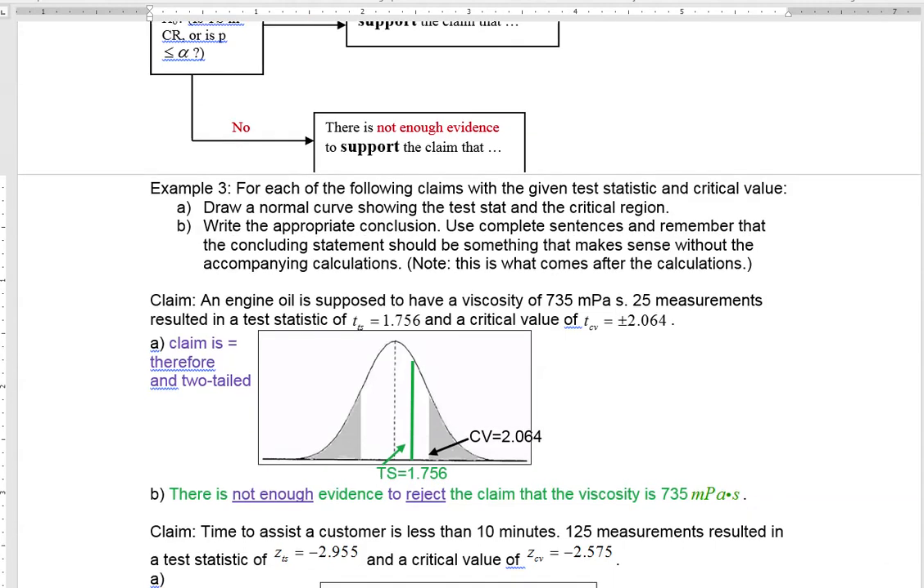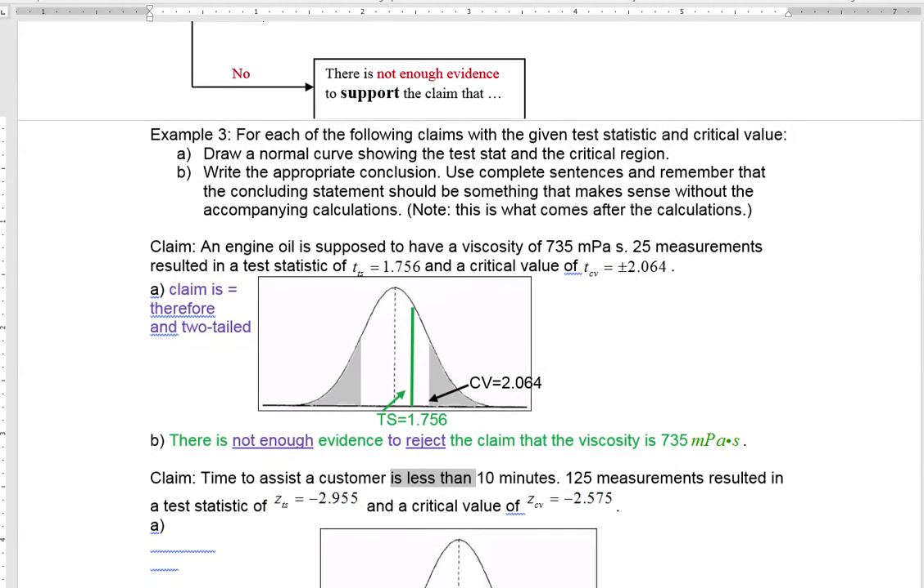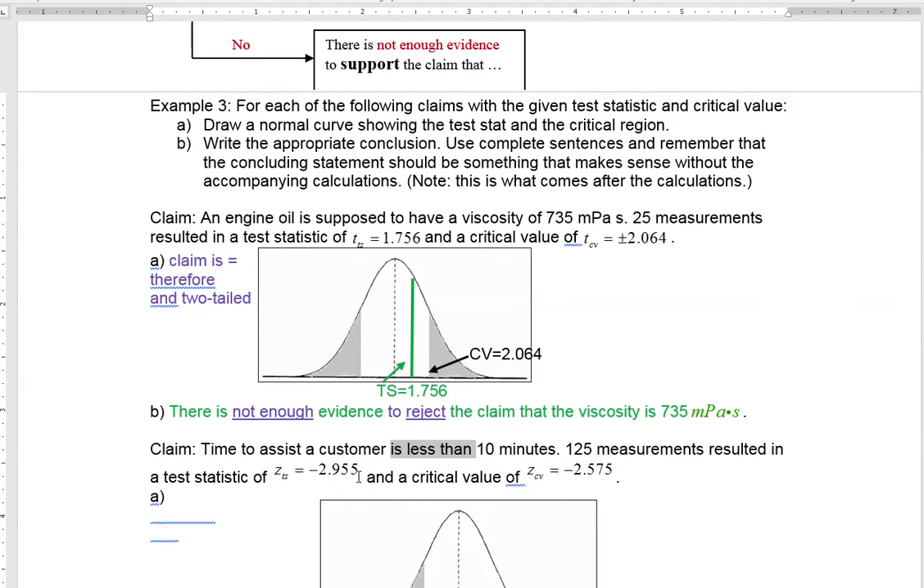Okay, our next one. Time to assist a customer is less than 10 minutes. So we've got 125 measurements. We've got to end up with a test statistic of negative 2.955 and a critical value of negative 2.575. So, keywords here. Less than. Right, so we've got is less than. So less than, is that going to involve an equality? It is definitely not. So our first part of our flowchart, we're going to say no. Our claim is H1. What kind of tail are we going to have if it's less than? Well, that's H1 is pointing to our tail, so less than is a left tail.